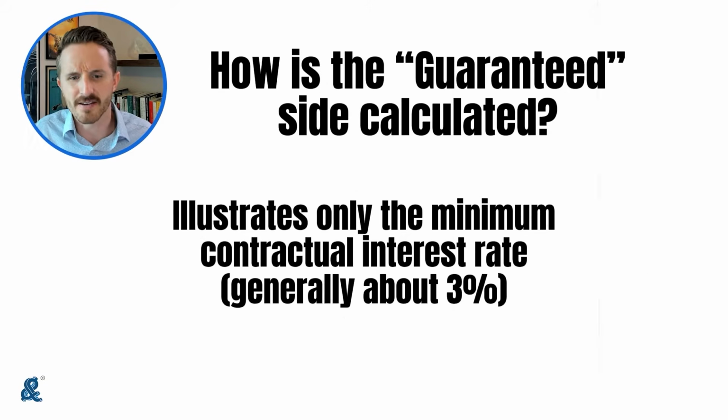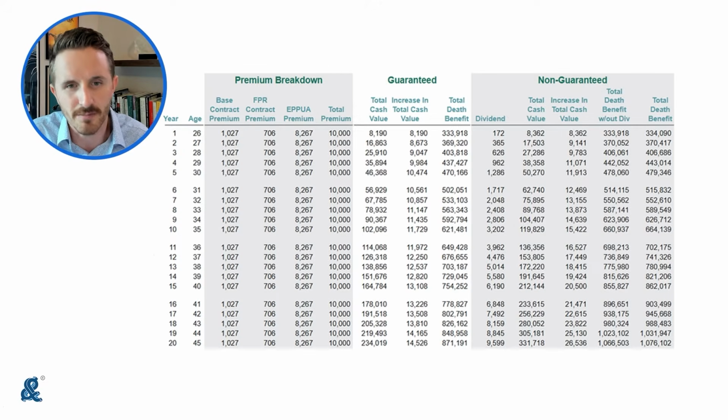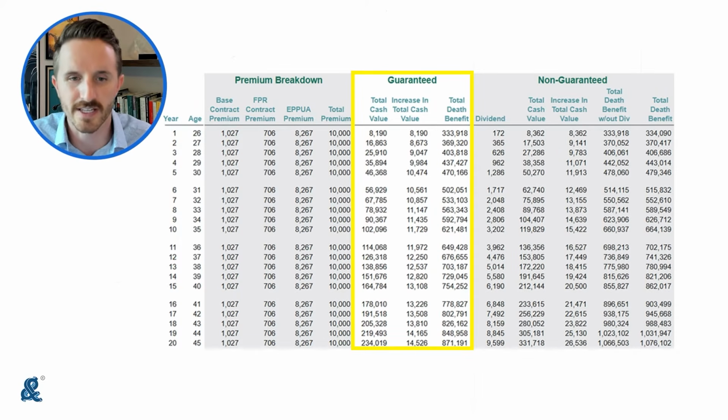At the minimum contractual interest rate, for most carriers, it's going to be around 3% over the life of the policy. And that guaranteed rate is set so that at endowment, the cash value and death benefit are equal to one another. So generally about 3% amongst most of the carriers that we work with. Each carrier could look slightly different in the illustration, but for this one, it's right there in the middle. It says guaranteed. They all look sort of similar in that way.